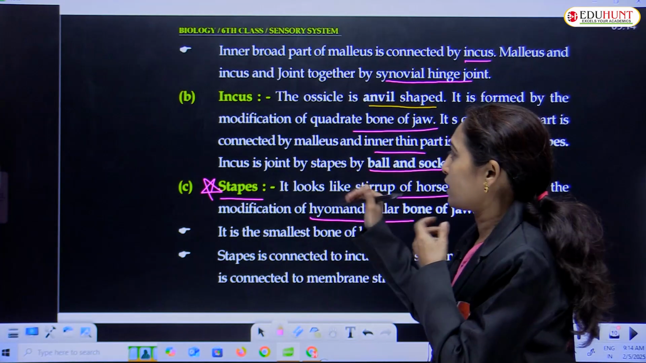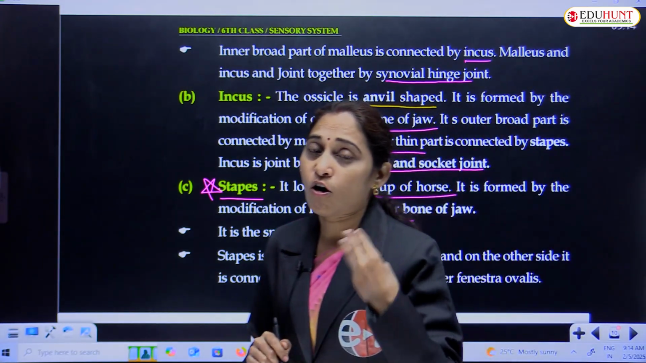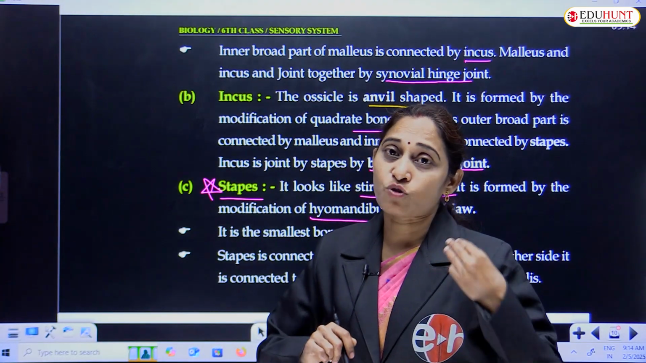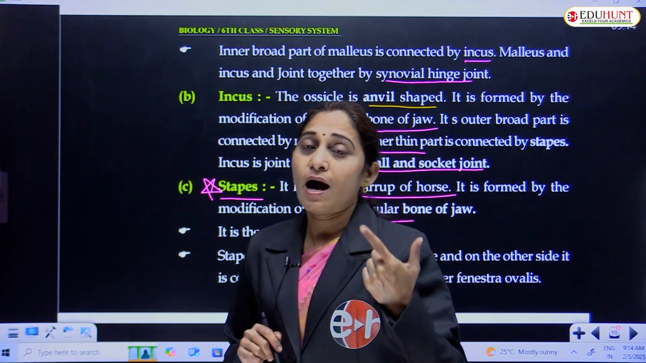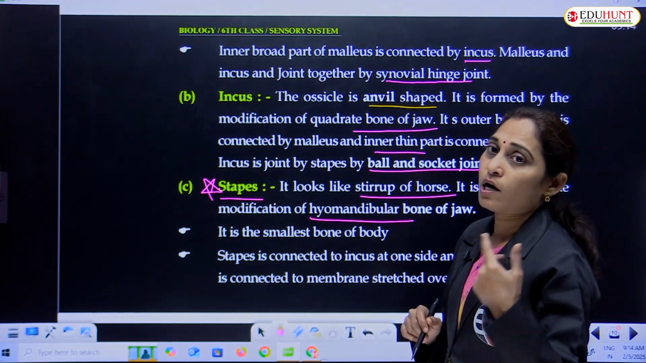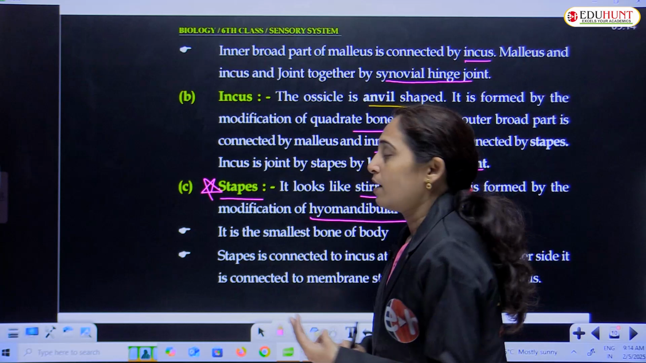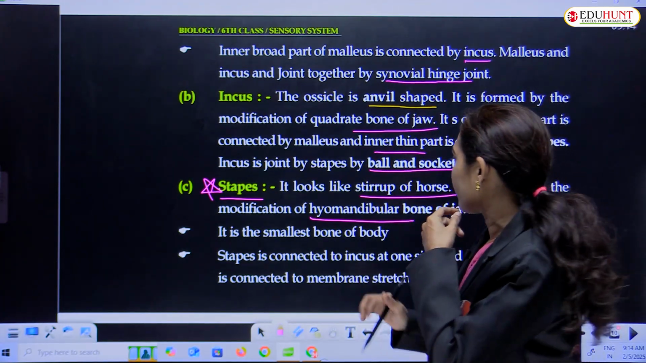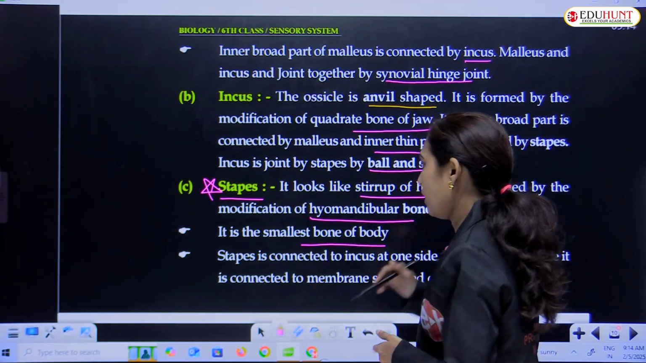It forms the stapes. So malleus, incus, stapes, these are the three different ossicles, ear ossicles present in the middle ear, which are modified bones of the jaw. First one, the malleus, is the modified articular jawbone, and second is the incus, which is also a modified quadrate bone of the jaw, and third, stapes, is also a modified jawbone, the hyomandibular bone, and it is the smallest bone in the body.